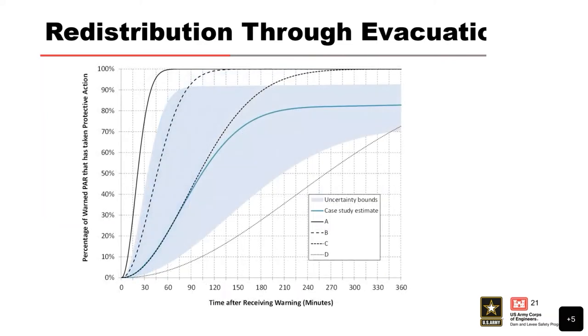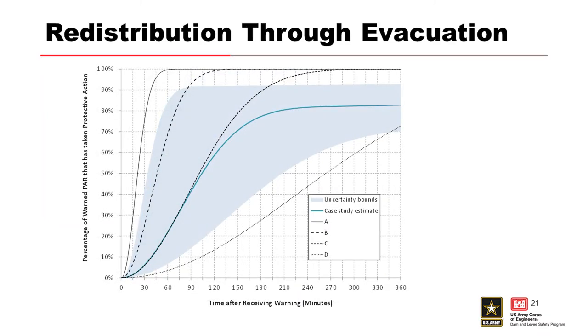And then the last piece is how long people take to respond. And again, coming down a lot is based on the messaging. Wide range of uncertainty, but how do you reduce that uncertainty?